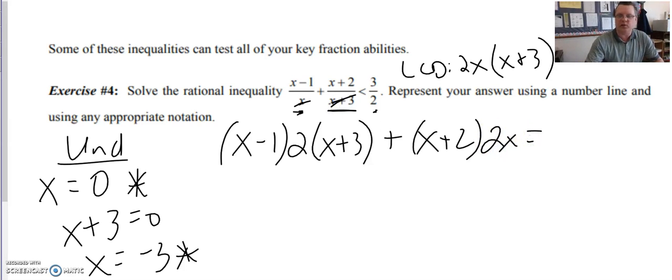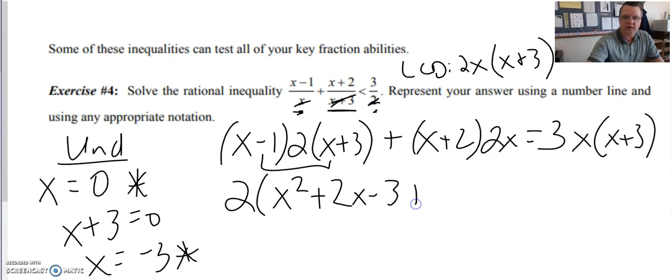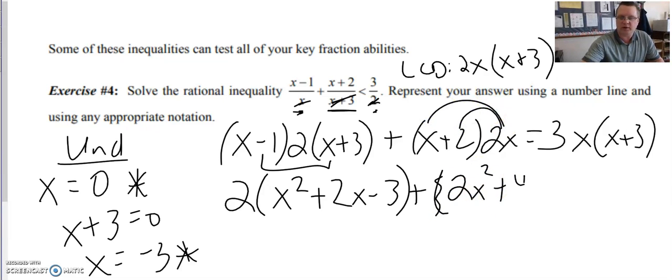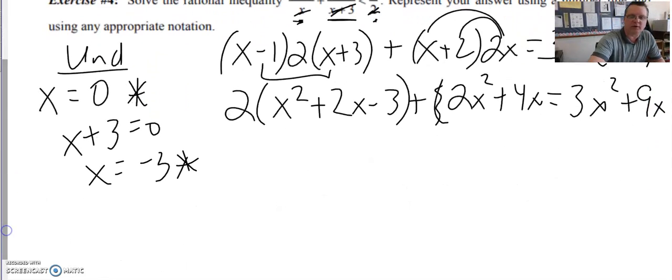Equals, remember, we'll just set it equal. 2 cancels, so remember there's a 3, and we have an x plus 3. Okay? So when you send all this through, if you want to do these two first, put the 2 out here, we have an x squared plus 2x minus 3, plus this 2 will go through here. 2x squared plus 4x equals, this 3x is going to go through. 3x squared plus 9x. We have got a busy problem here.